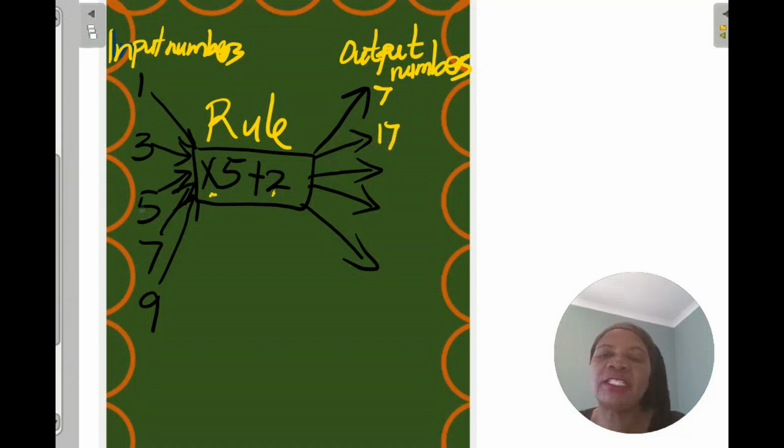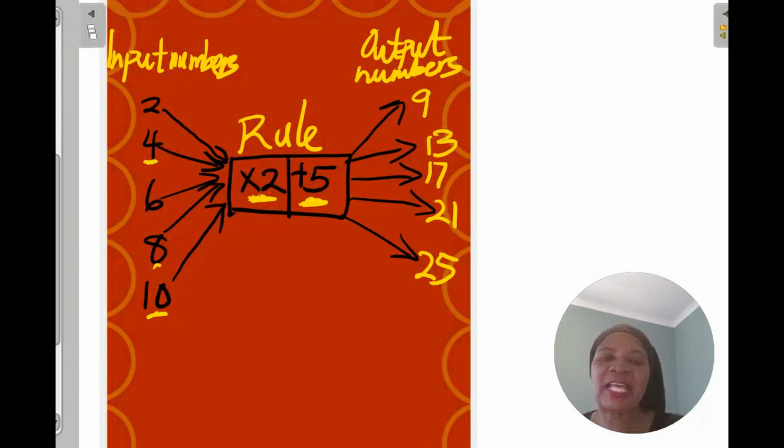The third one is 5. Then 5 times 5, that's 25. 25 plus 2, 27. And 7 times 5, 35, plus 2, 37. And 9 times 5, 45, plus 2, 47. Are they the same? The answers are totally different.